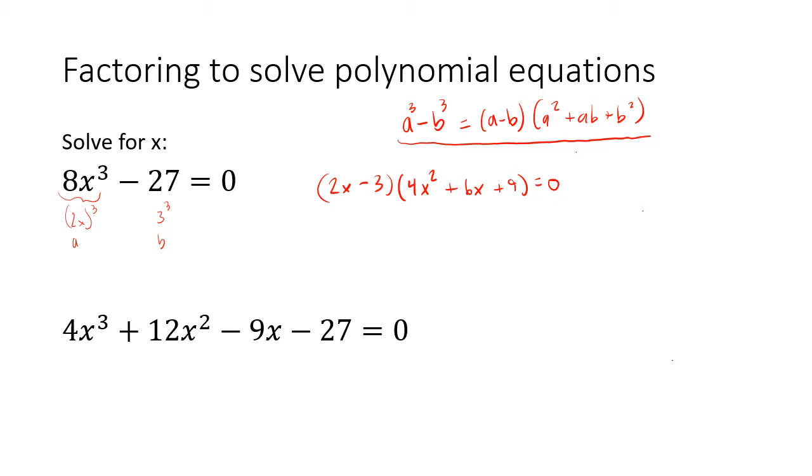Now, by using the zero product property, we can see that 2x minus 3 could equal 0. So when you solve for x, you'll get 3/2. So 3/2 is one of our answers. Now, unfortunately, the next part of this is difficult because we have 4x squared plus 6x plus 9 could also equal 0, and this does not factor nicely at all. That's okay though, because we can solve any quadratic using any of our methods.